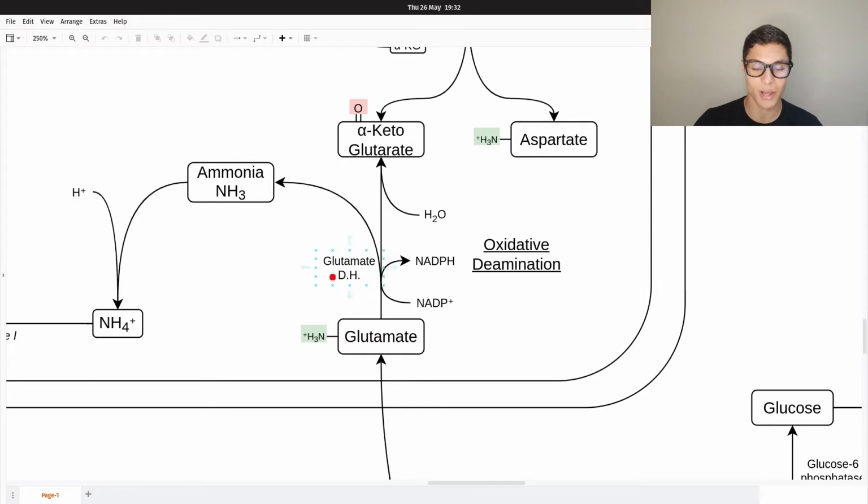The glutamate dehydrogenase needs the NADP positive and is going to create NADPH. These are used in the reaction against free radicals. We're going to use water as well, and then we get the formation of alpha-ketoglutarate from glutamate.